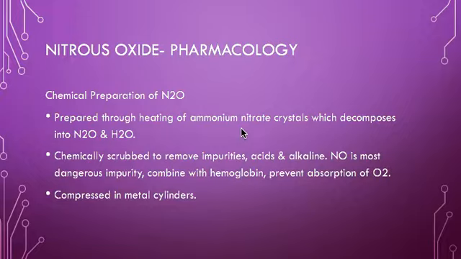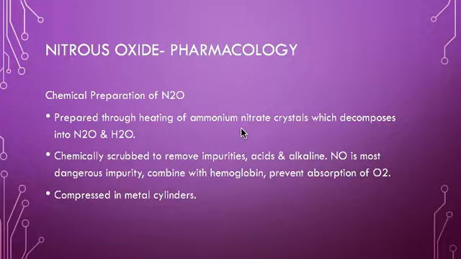Now, nitrous oxide is produced by heating ammonium nitrate crystals, and by heating those crystals, they decompose into both nitrous oxide and water. Now, this is chemically scrubbed to remove any impurities such as acids and alkaline products. Nitric oxide is probably one of the most dangerous impurities because it can combine with hemoglobin, thus preventing the absorption of oxygen.